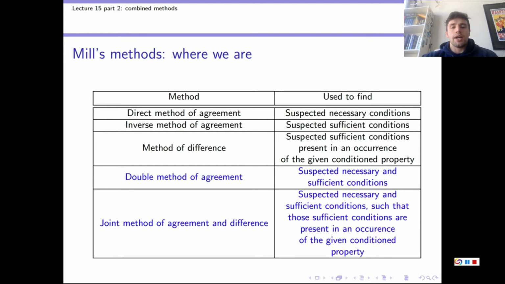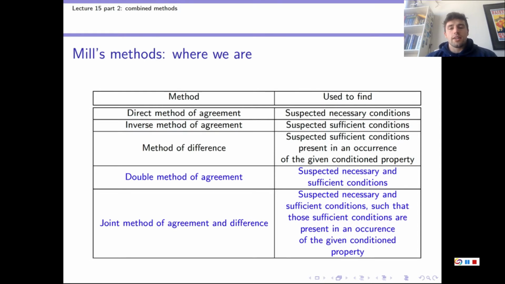So the 2 combined methods we'll look at are used to find suspected necessary and sufficient conditions. The reason is that we combine the direct method of agreement and the inverse method of agreement in what we call the double method of agreement. So one method that finds necessary conditions and one method that finds sufficient conditions.